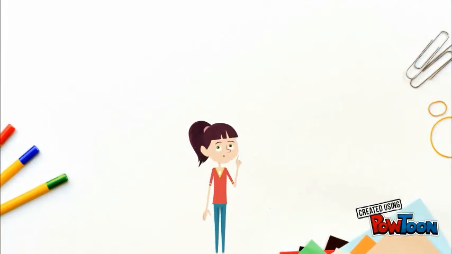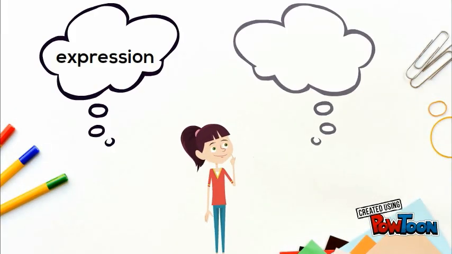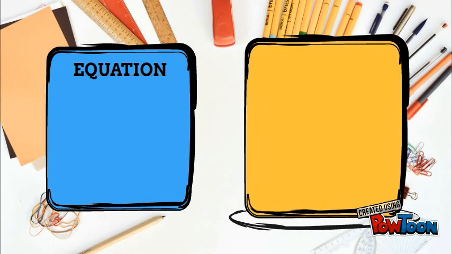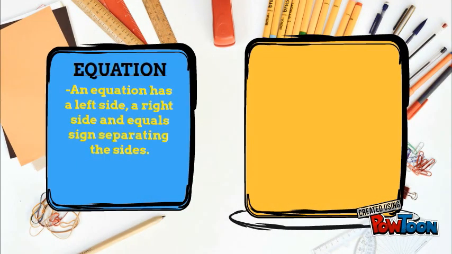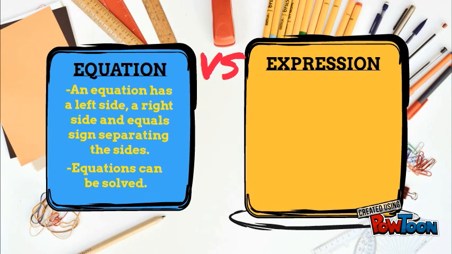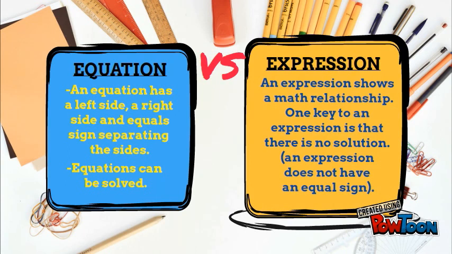What is the difference between an algebraic expression and an algebraic equation? Equation. An equation has a left side, a right side, and an equals sign separating the sides. Equations can be solved. Expression. An expression shows a math relationship. One key to an expression is that there is no solution.